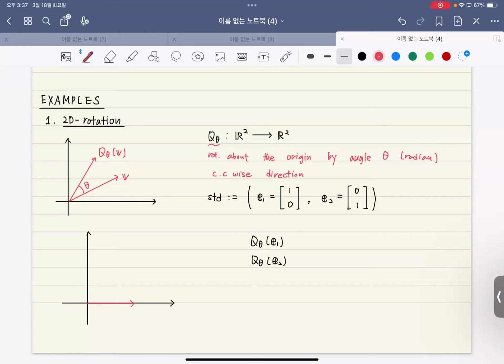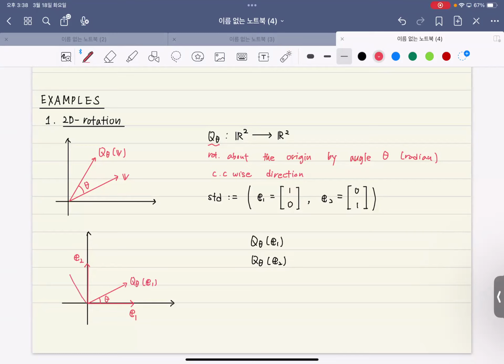This is my E1. The idea is very simple. If you can compute the linear transformation of these two basis vectors, then you know the linear transformation of all the other vectors. So this is my E1 and E2, and I am rotating everything by theta radians. So I guess this is Q theta of E1.